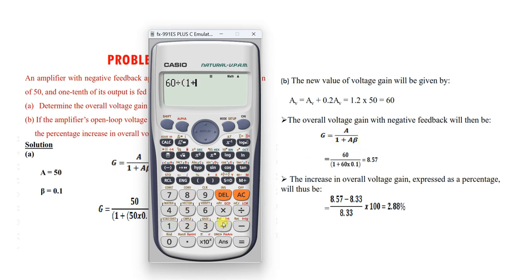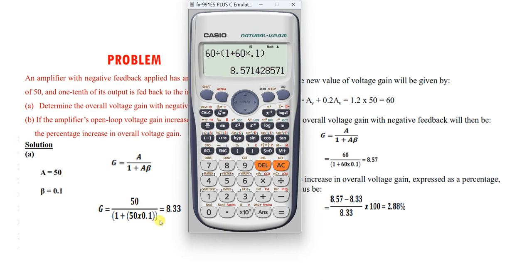1 plus 60 into 0.1. So it is 8.57. So original when the gain is 50, 8.33.